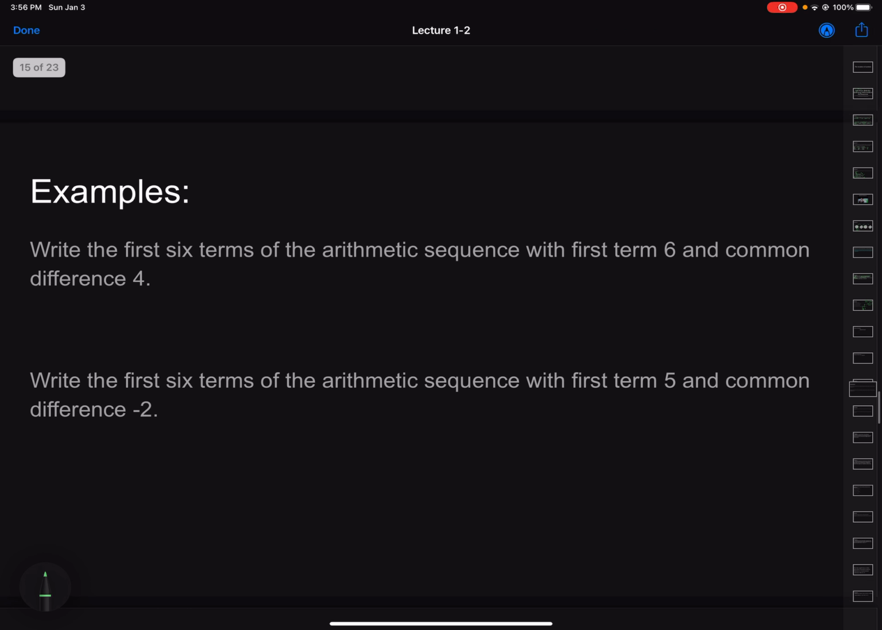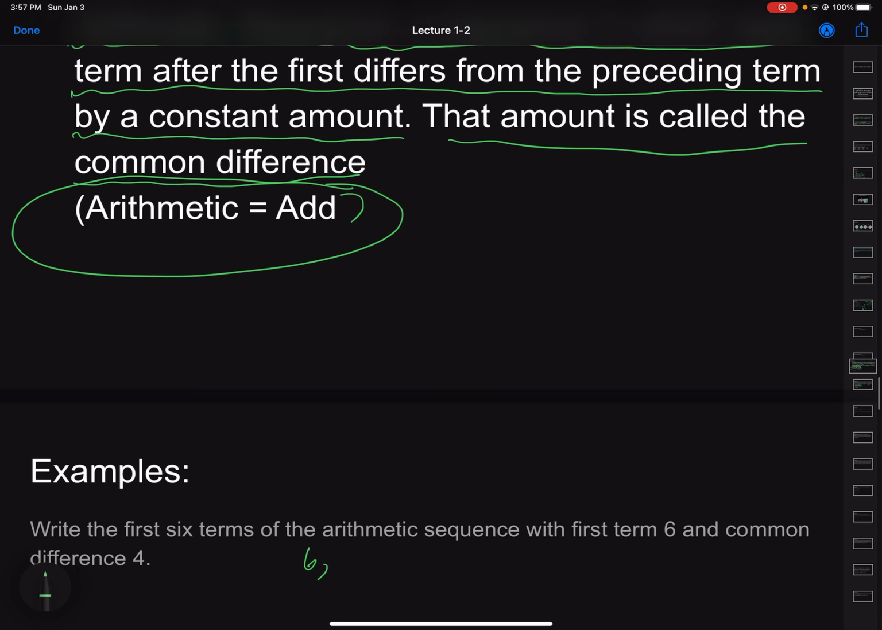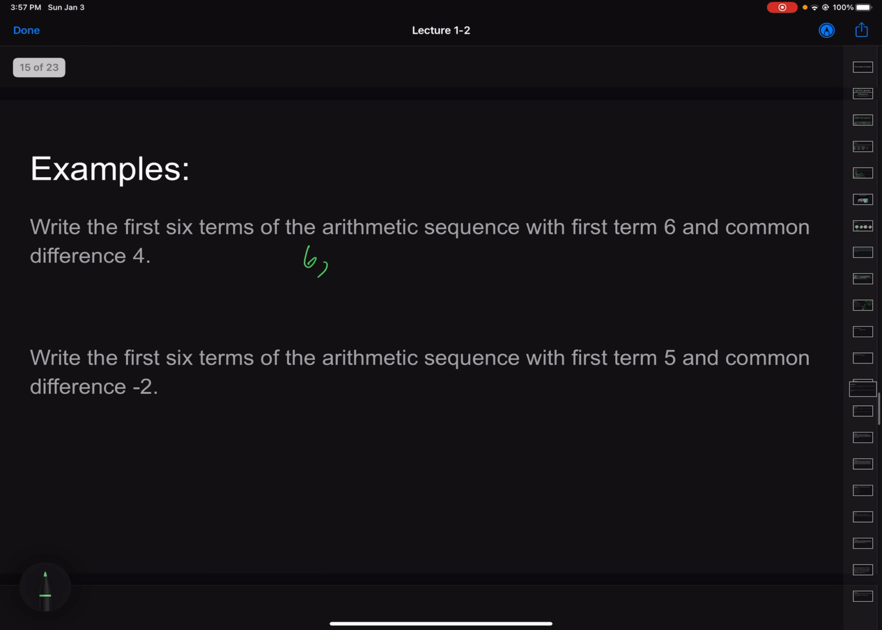So our examples here. Our first example is: write the first 6 terms of the arithmetic sequence with first term 6 and common difference 4. So we start with a 6. Our first term is 6. And the common difference is 4. And we're adding each time. We have an arithmetic sequence, which means add. Arithmetic sequence is adding. Both start with A's. So we are adding 4 each time.